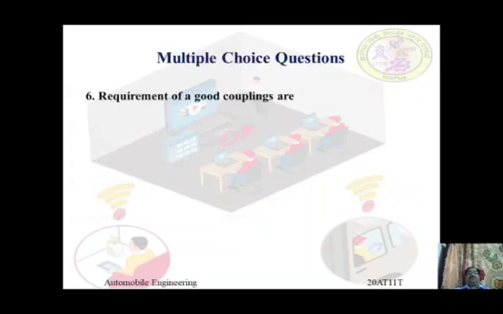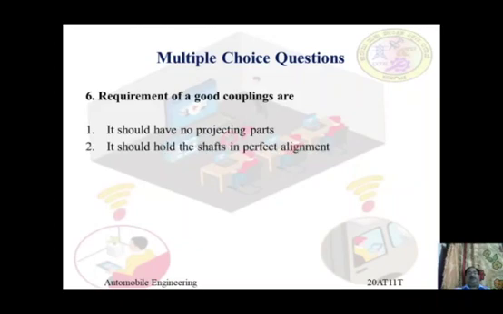Sixth one, requirements of a good coupling are, the options are: it should have no projecting parts. Number 2, it should hold the shafts in perfect alignment. Third one, it should be easy to connect or disconnect. Fourth one, all of the above.